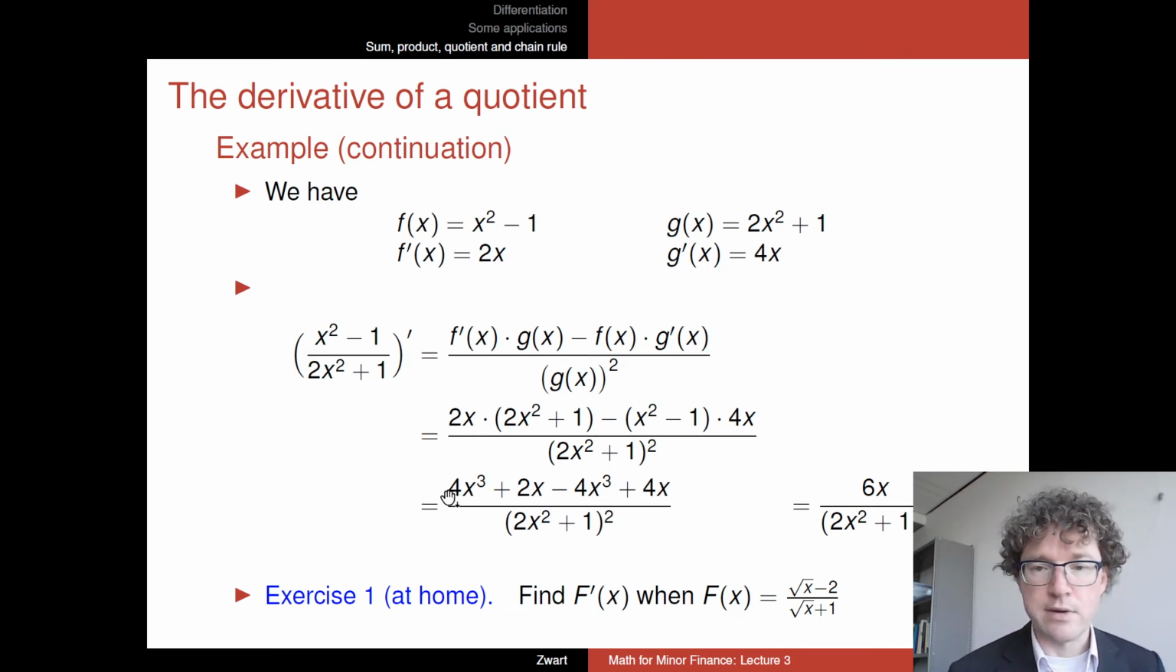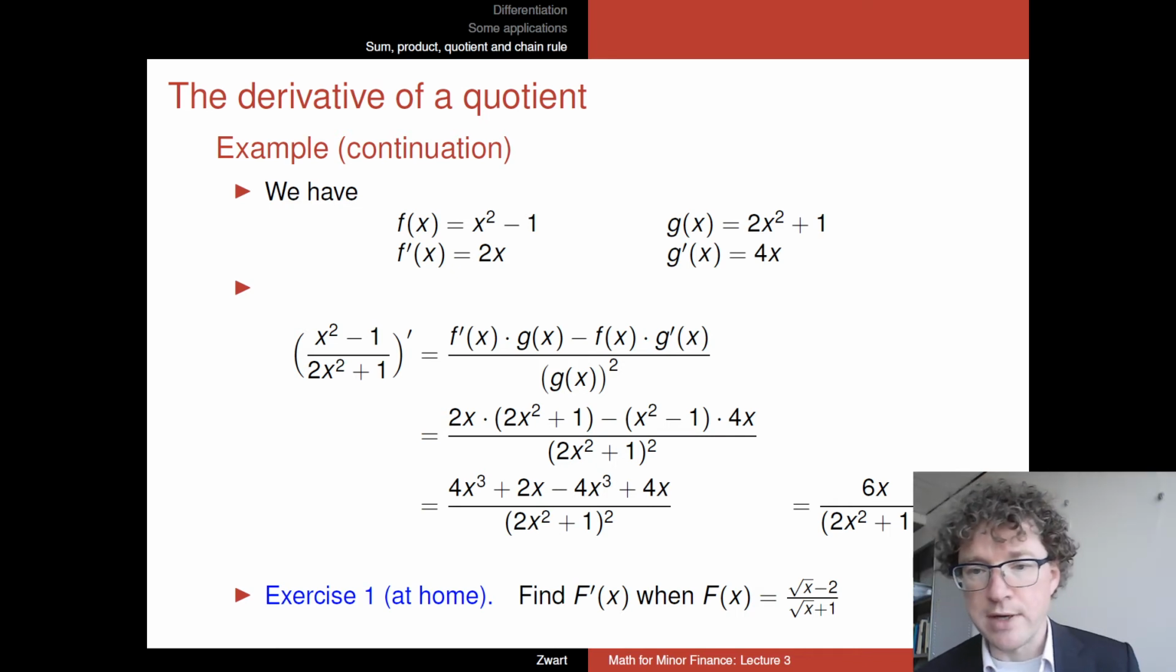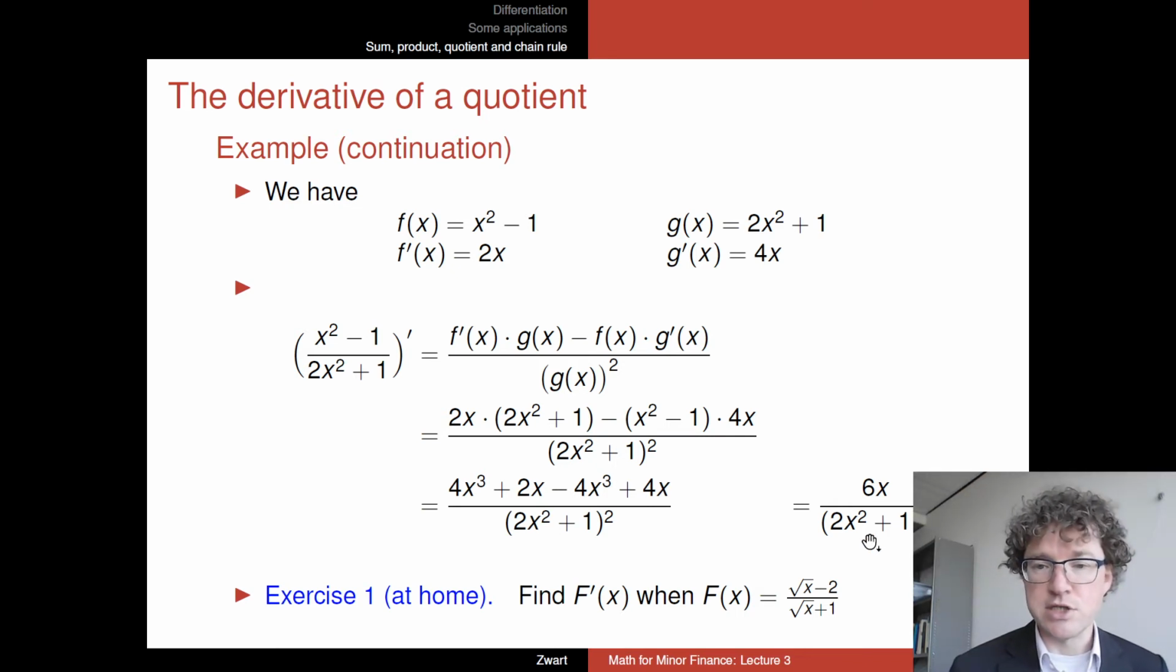We find the next line, and simplifying that next line, the x cubed terms turn out to drop out of the numerator. We have left the 6x in the numerator, divided by g squared, or 2x squared plus 1 within brackets squared.